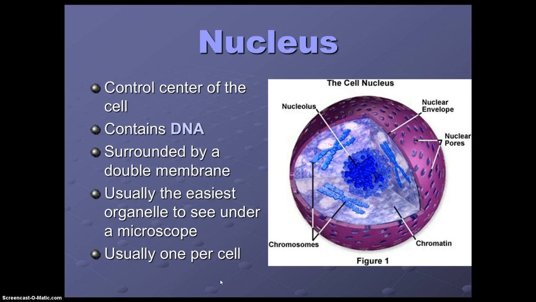Most cells are going to have one nucleus. There are some cells that will have two nuclei, and then there are some cells, like when red blood cells are mature, they don't have any nucleus at all. But most cells do have a nucleus for their entire life.